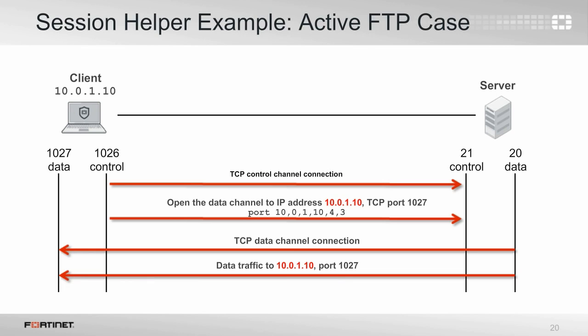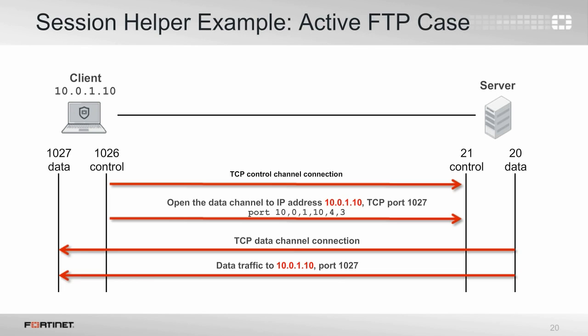The control channel is always initiated from the client to the server and is used to send the FTP commands. The FTP commands allow the client to move through the server folder, specify the type of file transfer, and initiate the data channel for uploading or downloading a file.